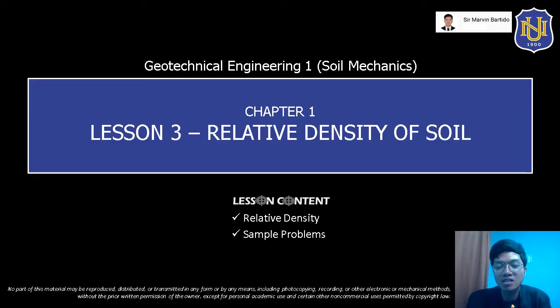So for our discussion today here in Geotechnical Engineering 1, we are going to discuss the third lesson, which is the relative density of soil. For this topic, class, we are going to determine the relative density of soils. And we are also going to discuss the importance of identifying the relative density of soils. Okay, let's start our discussion.